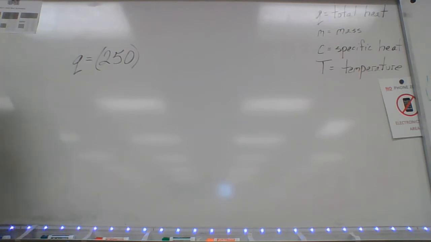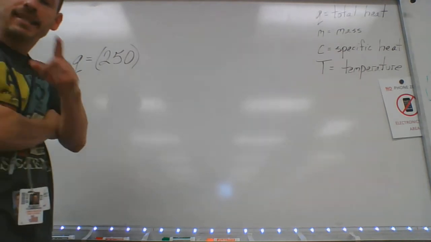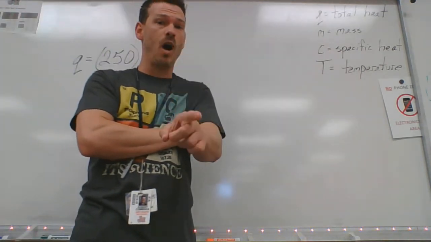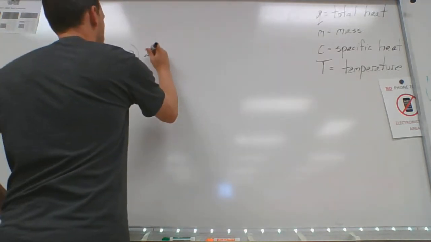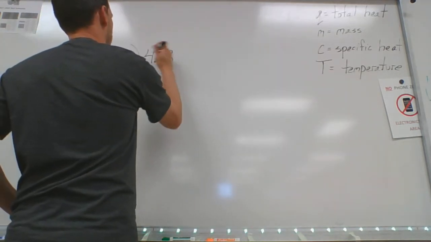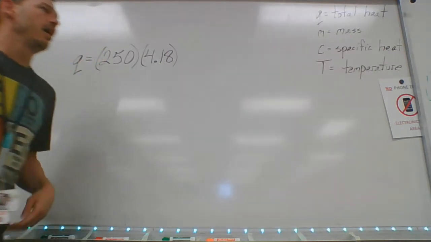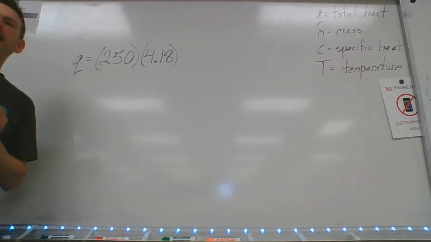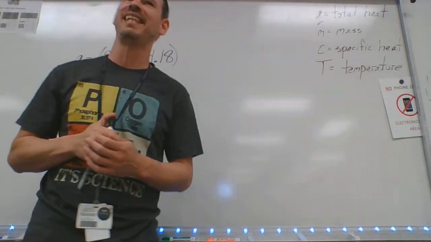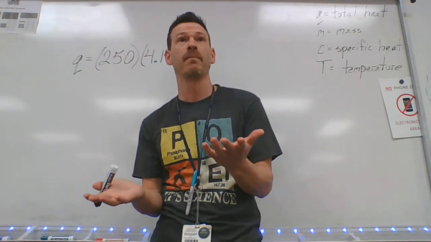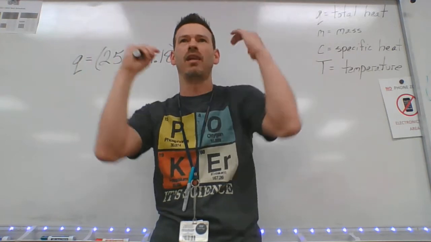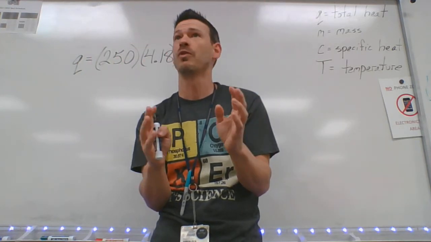What should the value of C be? 4.18, because this problem looks at water, and specific heat is constant for whatever you're talking about, so it's going to be 4.18. And then careful on the delta T. All right, we talked about delta yesterday. It means change, right? But look here, because this is a life lesson in case you didn't get this in middle school for some reason.